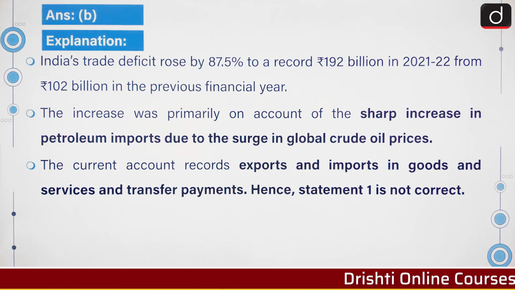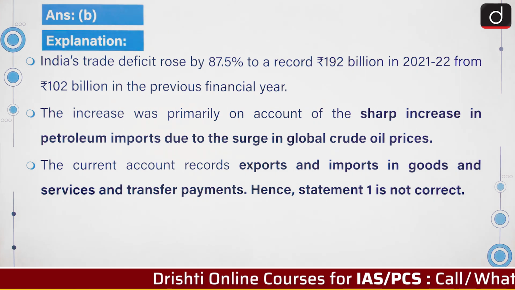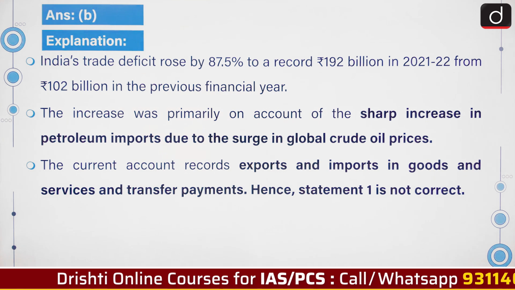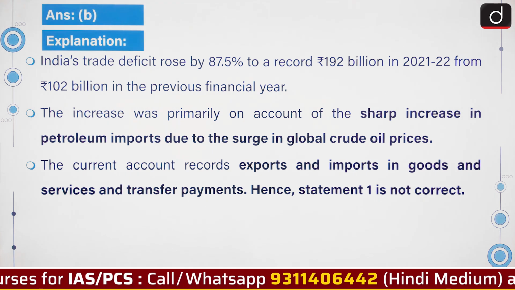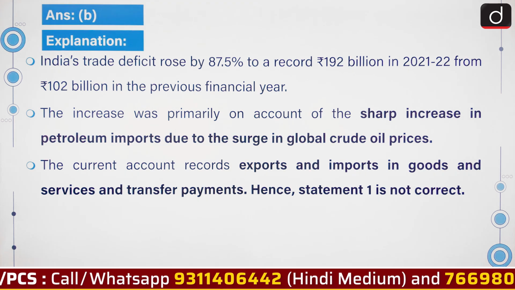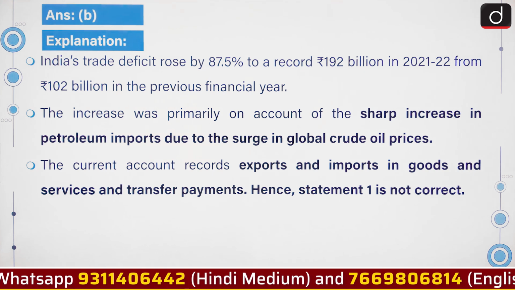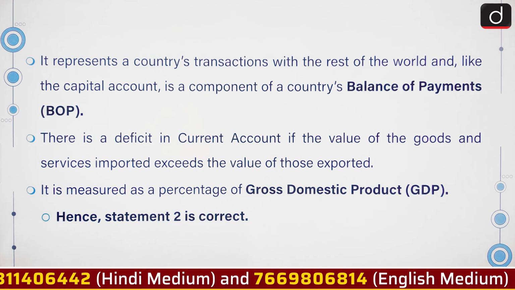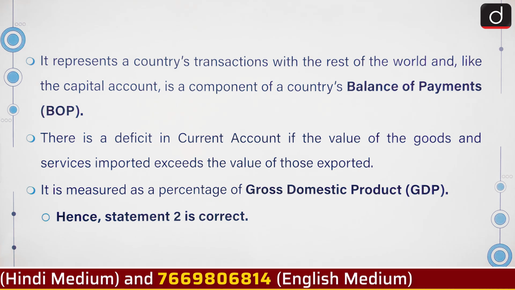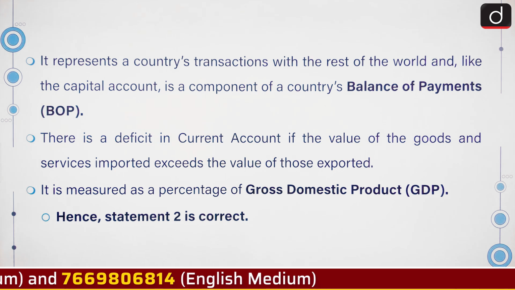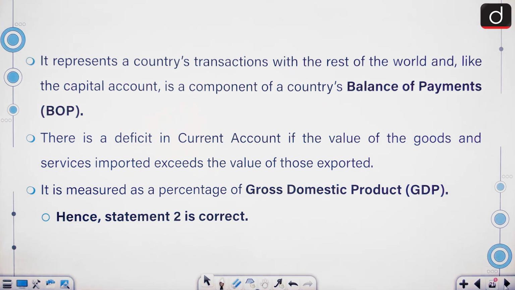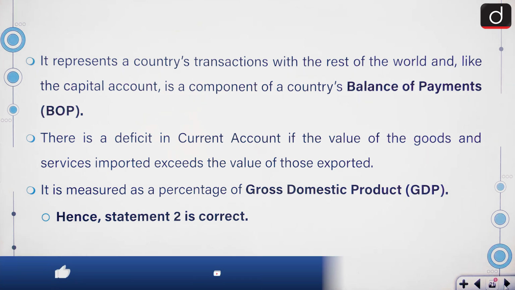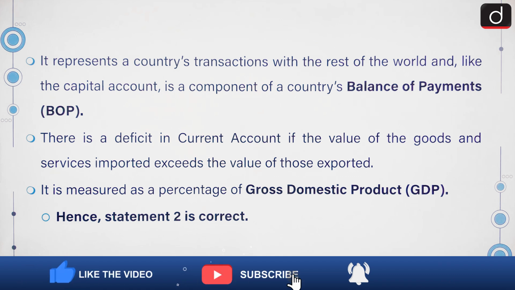India's trade deficit rose by 87.5% to a record rupees 192 billion in 21-22 from rupees 102 billion in the previous financial year. This increase was primarily on account of the sharp increase in petroleum imports due to the surge in global crude oil prices. The current account records exports and imports in goods and services and transfer payments. It represents a country's transactions with the rest of the world and, like the capital account, is a component of a country's balance of payments. There is a deficit in current account if the value of the goods and services imported exceeds the value of those exported. It is measured as a percentage of gross domestic product.